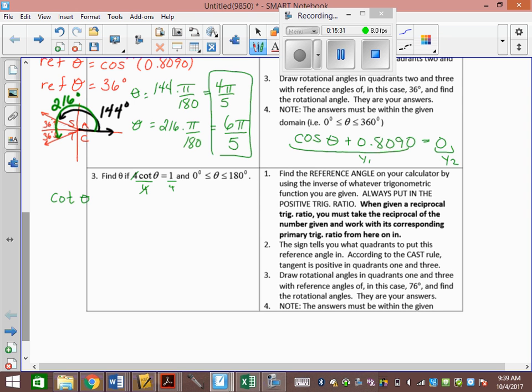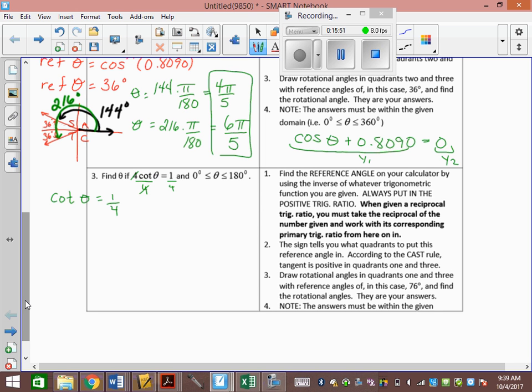Cotan theta equals 1/4. Okay? Now I can go cotan -1, right? But is there a button in your calculator that is that? No. Okay.